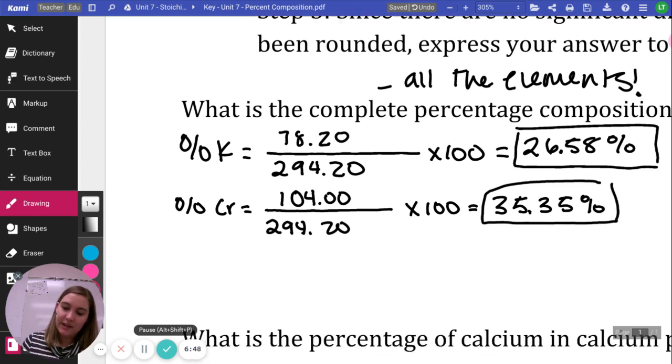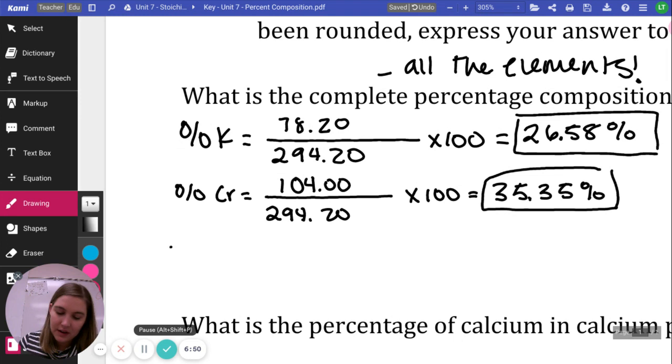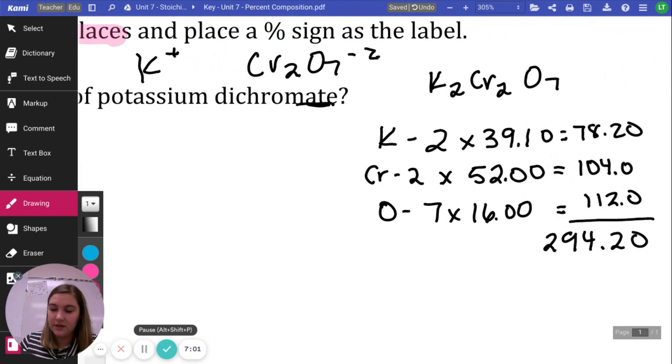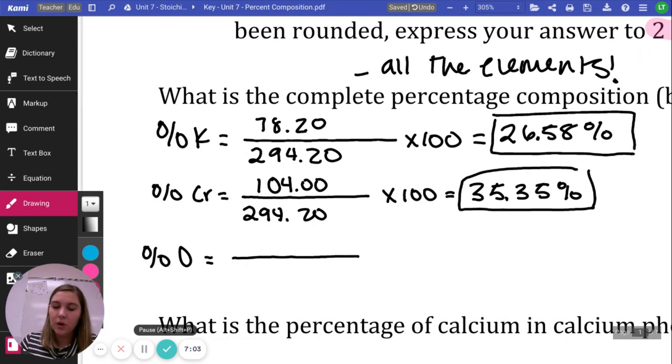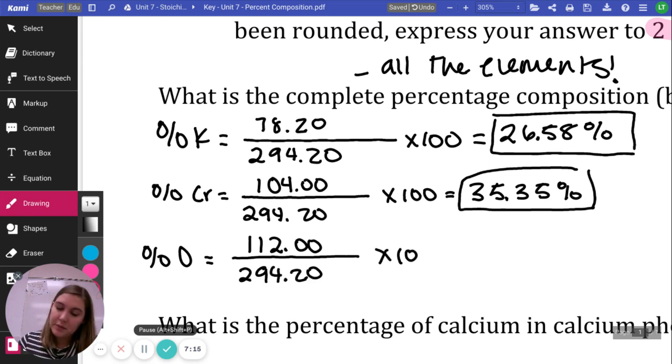And last but certainly not least, our last element here is oxygen. So now we're going to solve for our percent oxygen. We had 7 oxygens, each with a molar mass of 16, and we solved it over here. 7 times 16 gives us a total mass of oxygen of 112 grams of oxygen, divided by our total molar mass, which is 294.20 times 100, and then just plug it on in.